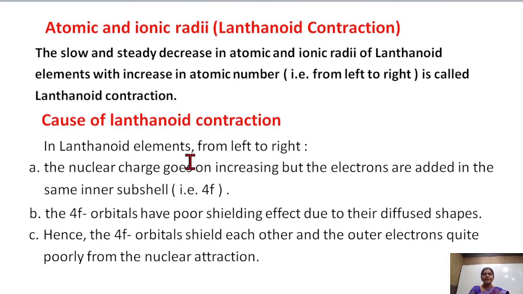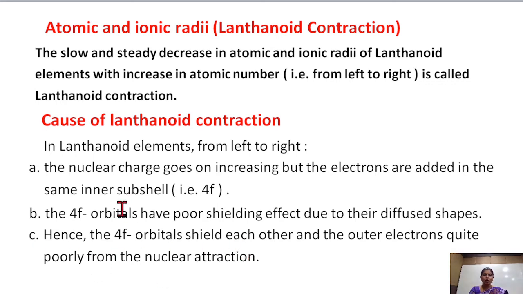In lanthanoid elements, from left to right, the nuclear charge goes on increasing, but the electrons are added in the same inner subshell, that is 4f. The 4f orbitals have a poor shielding effect due to their diffused shape. Hence, the 4f orbitals shield each other and the outer electrons quite poorly from the nuclear attraction.